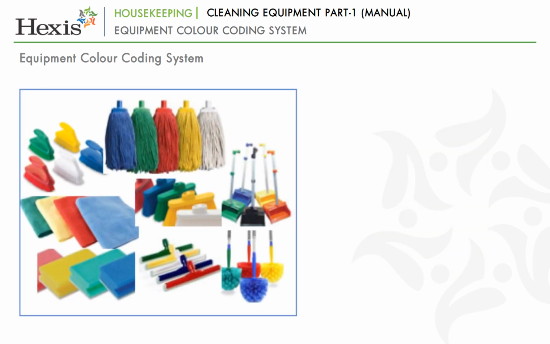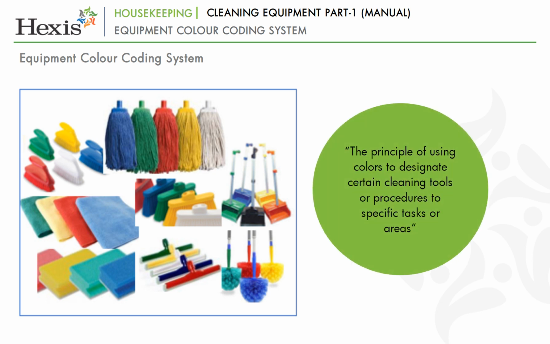Color coding, as it applies to the professional cleaning industry, can be defined as the principle of using colors to designate certain cleaning tools or procedures to specific tasks or areas. In most situations where it is incorporated, a few colors are selected, with each color denoting either a particular duty, such as cleaning toilets and urinals, or a specific area, such as restrooms.